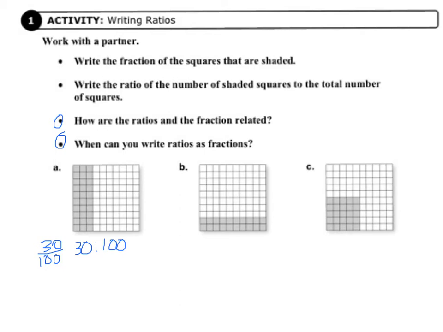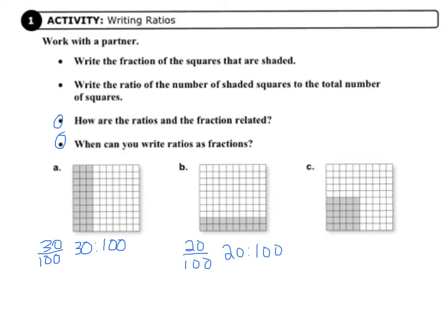And letter B, there are 100 total squares again, as there are in all three of these. And 20 of them are shaded. So our fraction is 20 over 100, which makes our ratio 20 to 100.